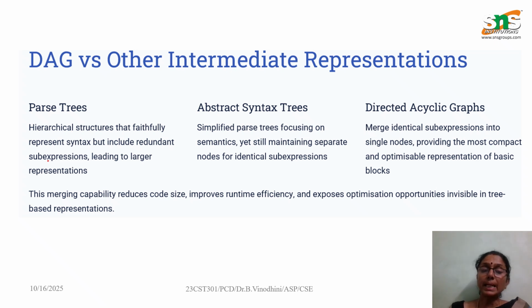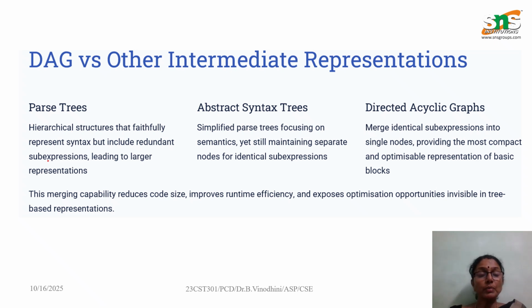So next is the DAG. It is a directed acyclic graph that merges the identical sub-expressions into a single expression and provides the most compact and optimized representation of the basic blocks. So in the directed acyclic graph, we combine or merge the identical representations into a single representation. Because of that, the code is reduced and it improves the efficiency. So that provides optimized code in the particular program.